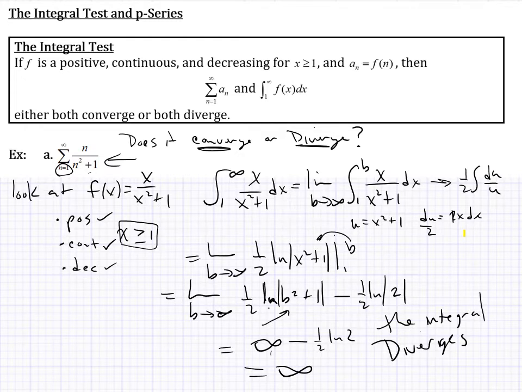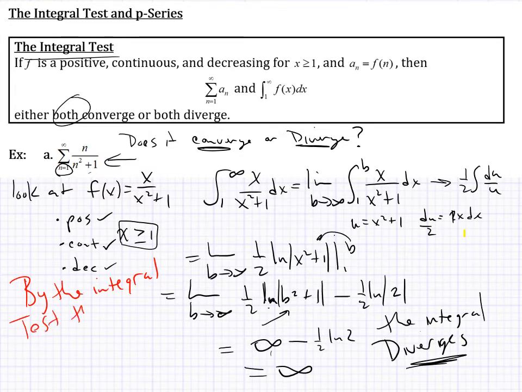Well, if the integral diverges and the integral test says both will do the same thing, then we could say by the integral test, the series n over n squared plus 1 also diverges.